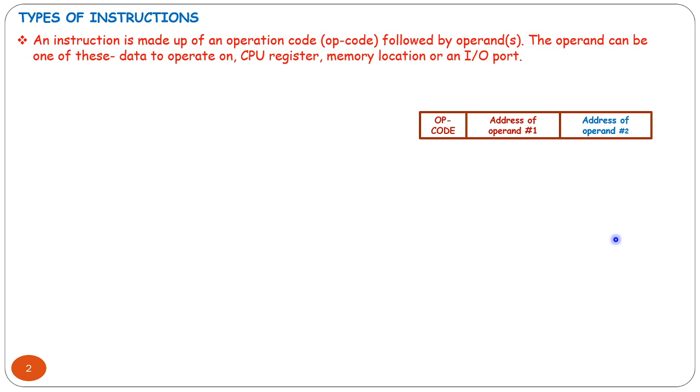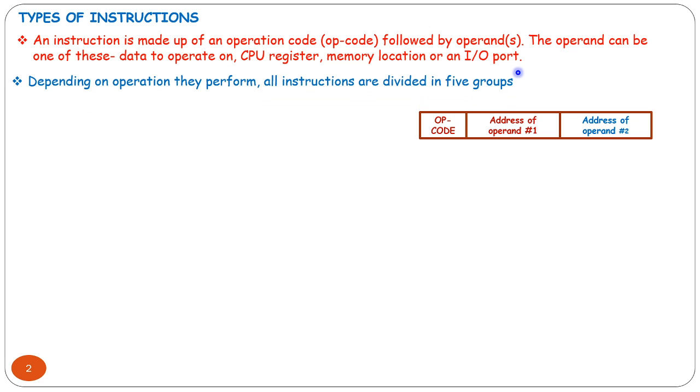Every instruction is divided into three fields: operation code, address of operand 1, address of operand 2. An instruction is made up of an operation code followed by the operands. The operands can be data to operate on, a CPU register, a memory location, or an input-output port.